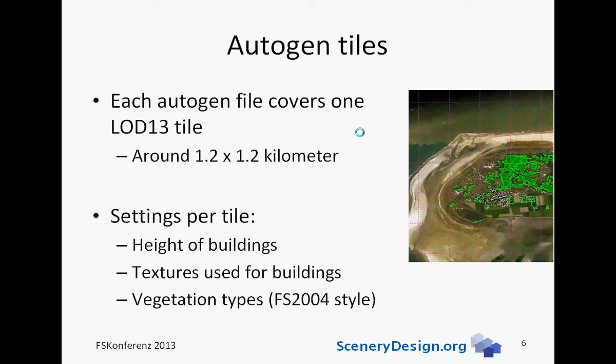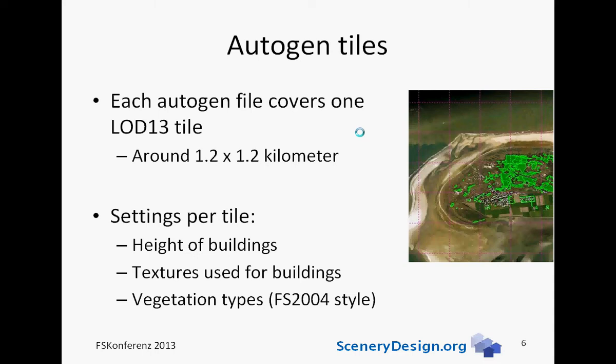But that can only be defined for areas of 1 by 1 kilometer, so you don't have finer control over those settings. The same goes for the texture that is used for the buildings. That's also defined per tile. And in the FS 2004 style Autogen, the same applied to tree types as well, vegetation types. But in FSX we have more control over that, as you'll see later on. So that's something to keep in mind when thinking about what you can do with Autogen.